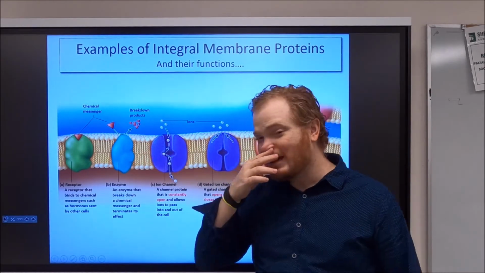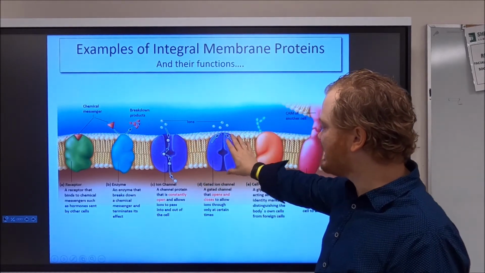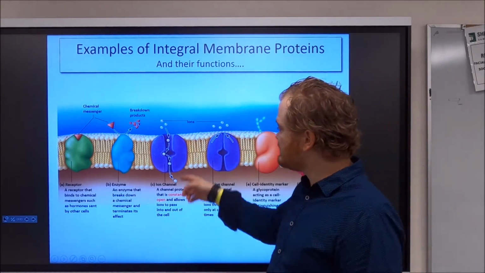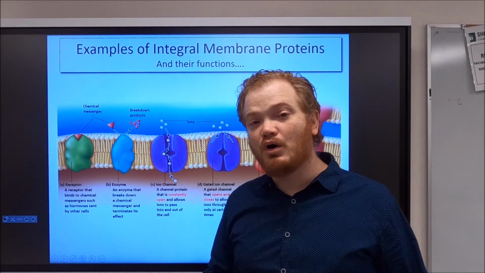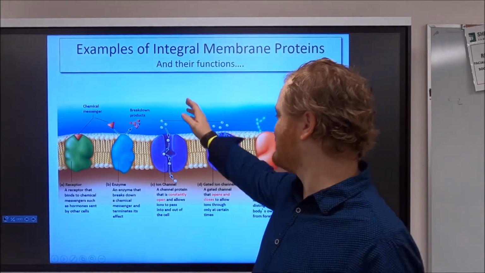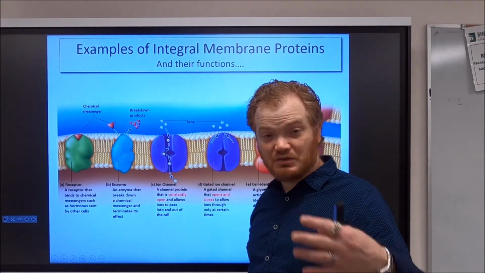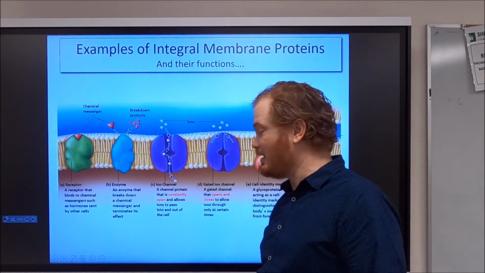Some of these can be enzymes that can help break things down. Some of these are ion channels or gated ion channels. Quite simplistically, ion channels let very small things through, like ions. So hydrogen ions, chloride ions, they can just pass through and maintain a diffusive gradient. In other words, it can be at balance.